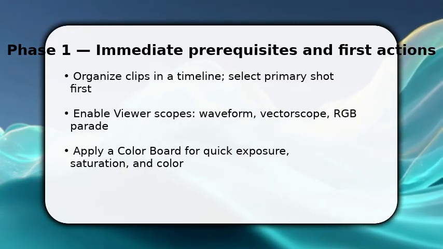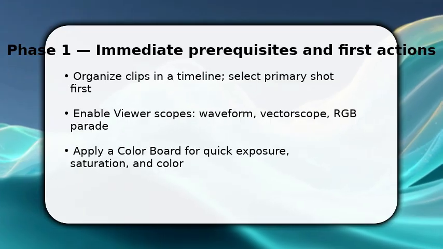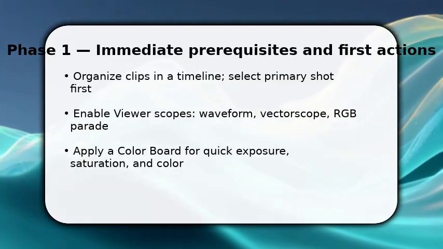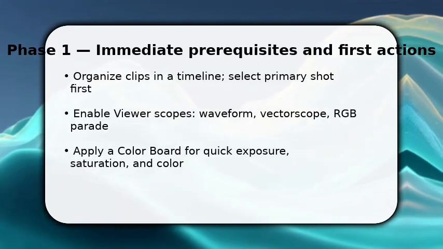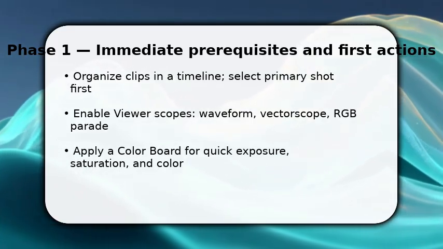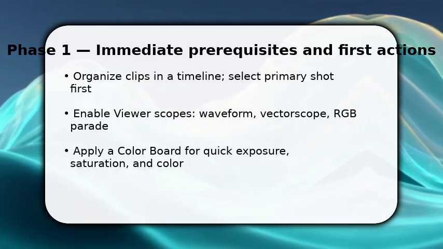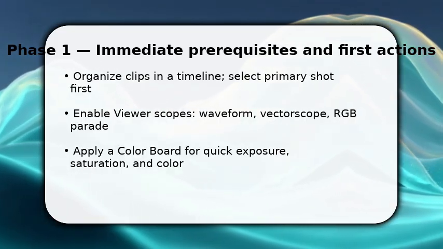You start by loading your timeline and picking a primary shot to match. Open the scopes: waveform for exposure, vector scope for hue, RGB parade for balance, so you can see results, not guess. Next, add a color board and fix midtones, highlights, and shadows. This establishes a neutral baseline.